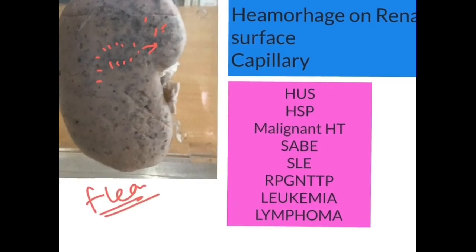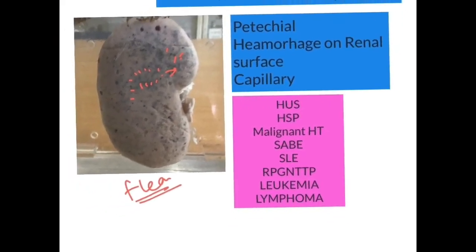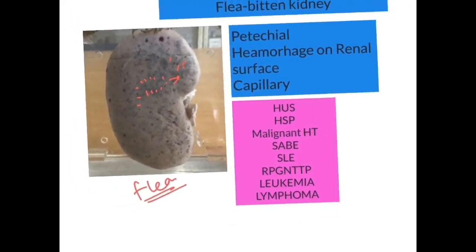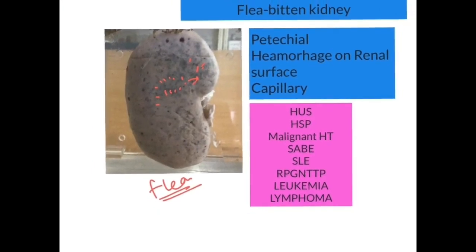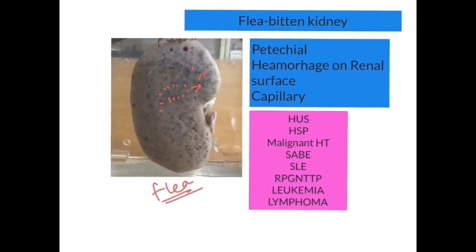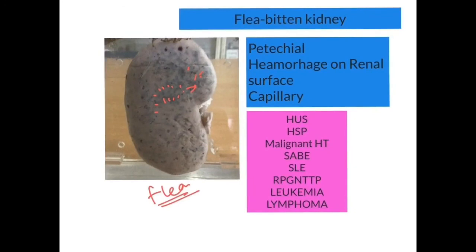The causes are HUS, HSP, malignant hypertension, SABE, SLE, rapidly progressive glomerulonephritis, TTP, leukemia, and lymphoma. So please try to remember all the morphological types of the kidney and the causes of these morphological features of the kidney. Thank you.